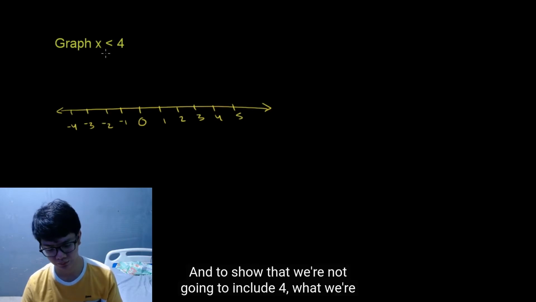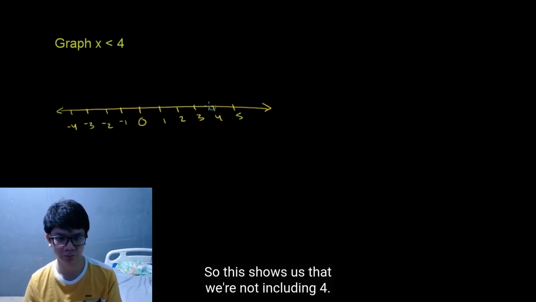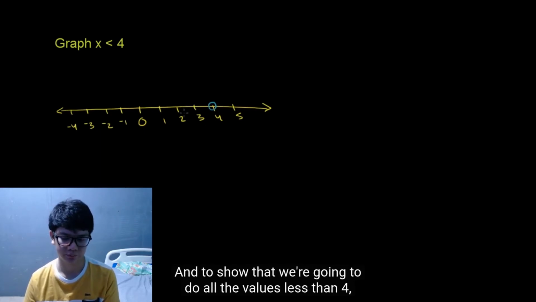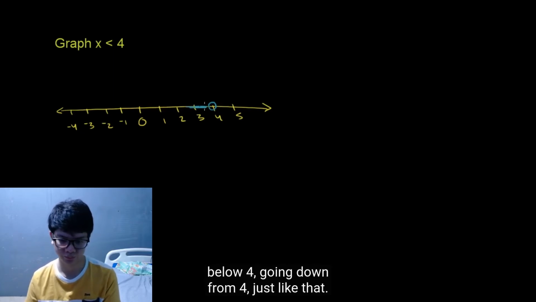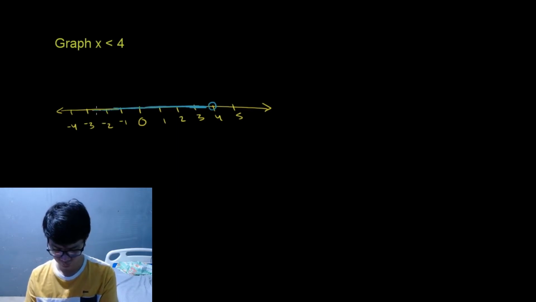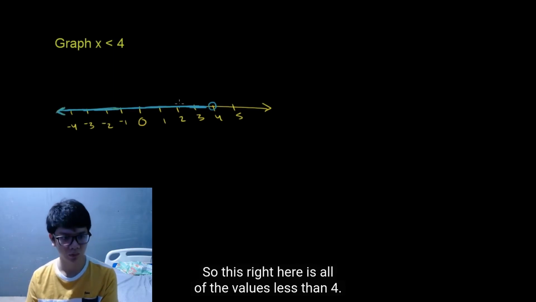And to show that we're not going to include 4, we're going to draw a circle around 4. So this shows us that we're not including 4. If we were including 4, I would make that a solid dot. And to show that we're going to do all of the values less than 4, we want to shade in the number line below 4, going down from 4, and then shade in the arrow just like that. So this right here is all of the values less than 4.